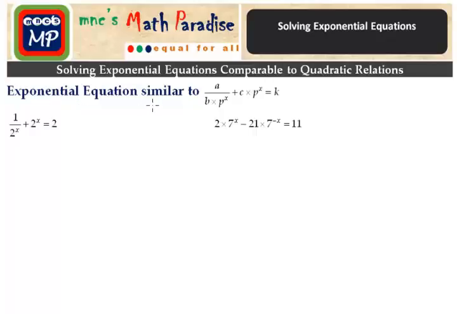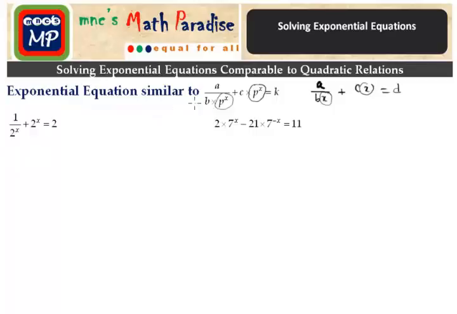Okay, now we will see how we can solve an exponential equation which is similar to quadratic fraction equations like a divided by x plus bx plus c equals d, where one x variable is at the denominator and one x variable is at the numerator. Simplification of these kinds of algebraic fraction equations gives a quadratic equation. So these kinds of exponential equations, where one exponential term is at the denominator and another exponential term with the same base is at the numerator, will also give us a quadratic equation.